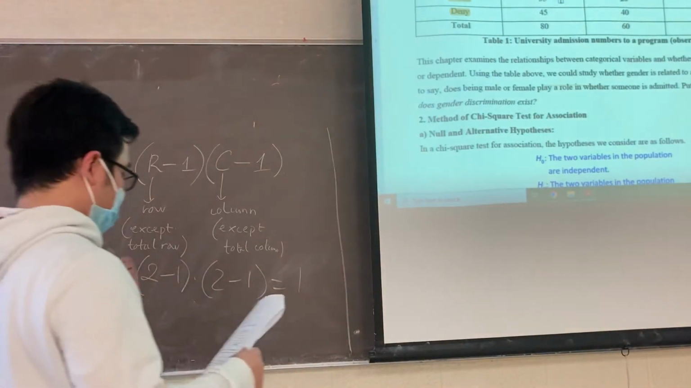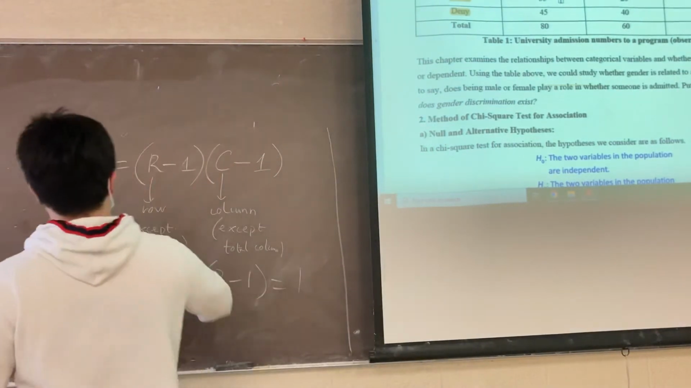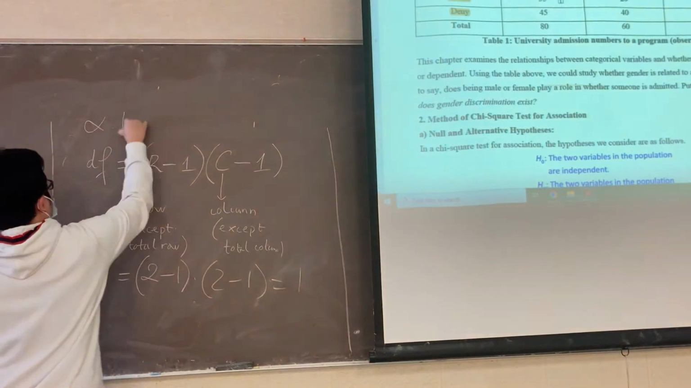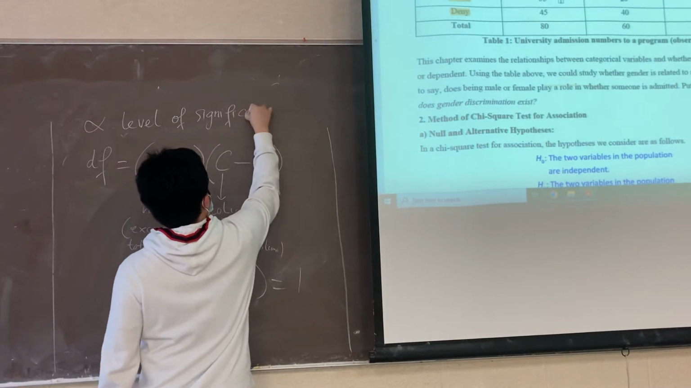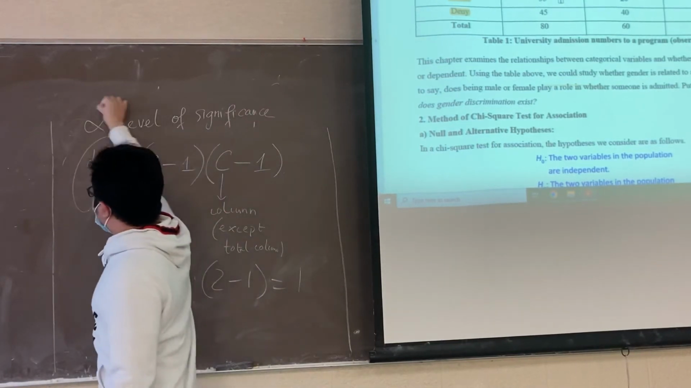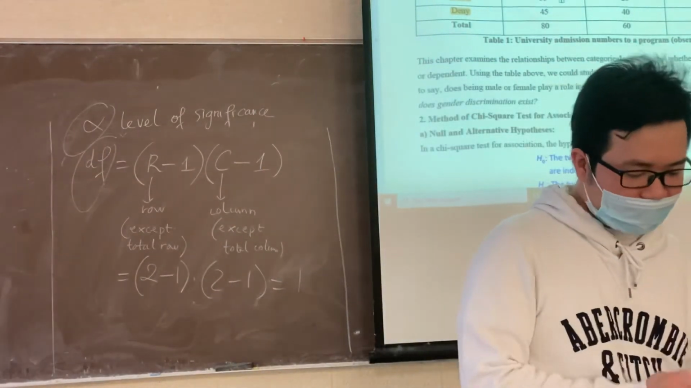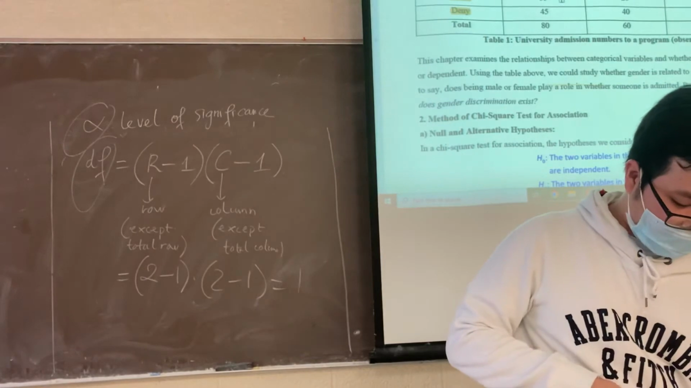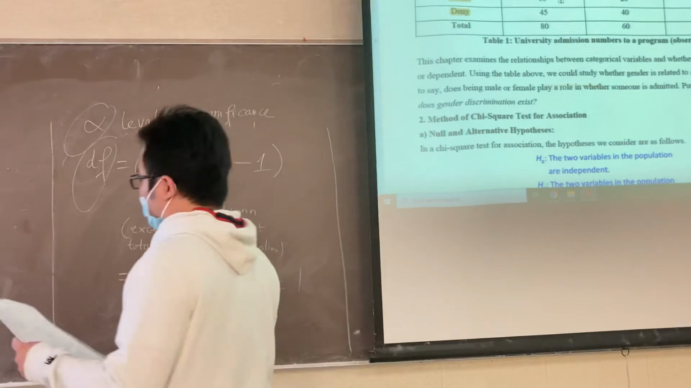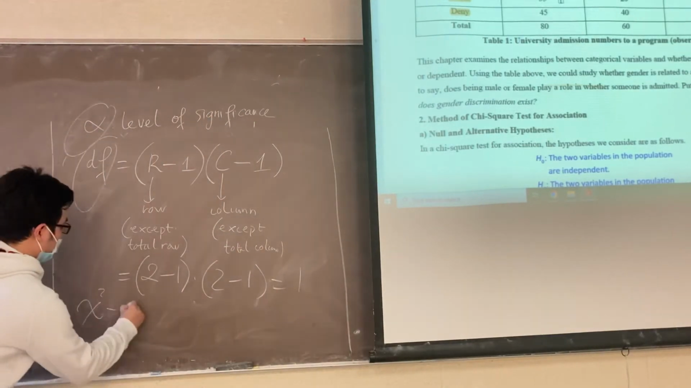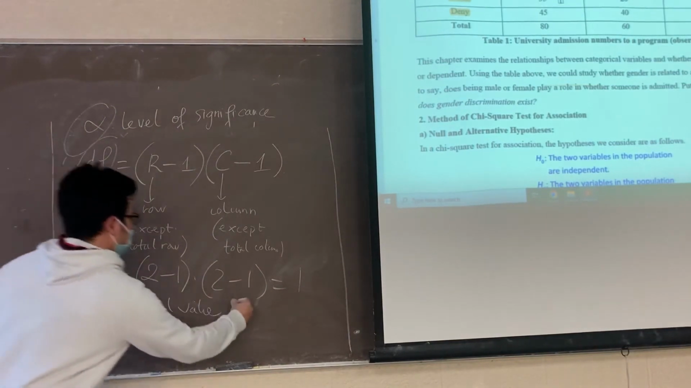And when we know df and we know the level of significance alpha, we have the information to use the table. Table 3 is the critical values of chi-square in your textbook. So you can find exactly the chi-square critical value, or chi-square alpha.